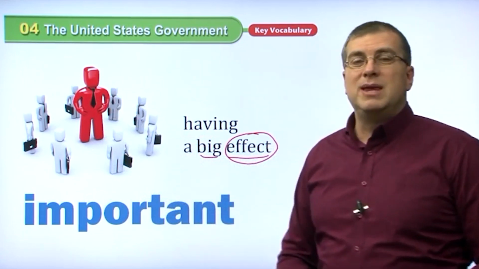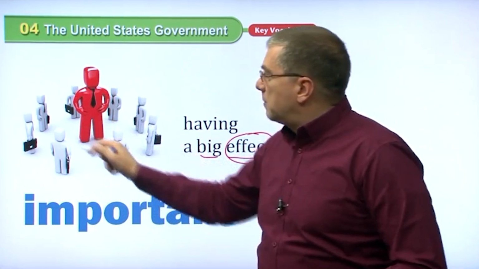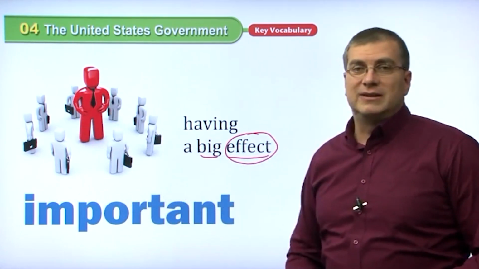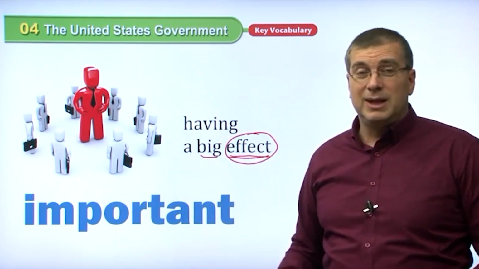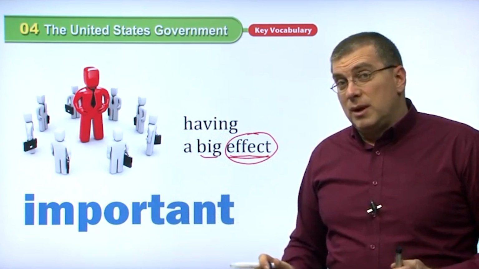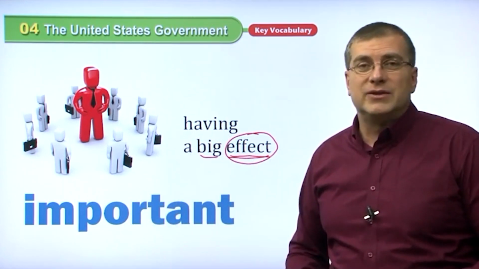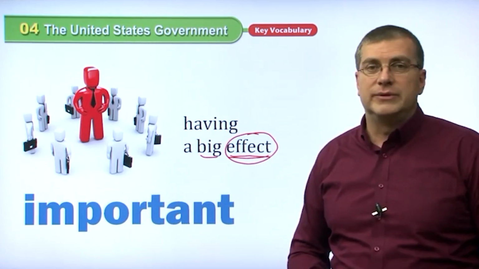In this case, this person is important. This person could be the leader, could be the boss or the president, and many other people listen or follow the leader. So this person is important because this person has a big effect. But not just people, many things are important, right? Objects or things in your life that are important have a big effect on your lives.